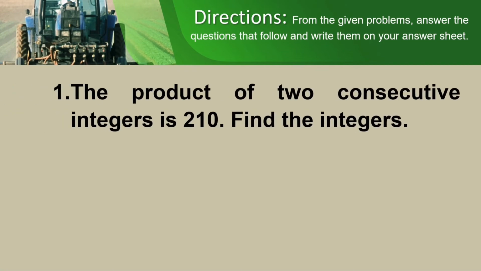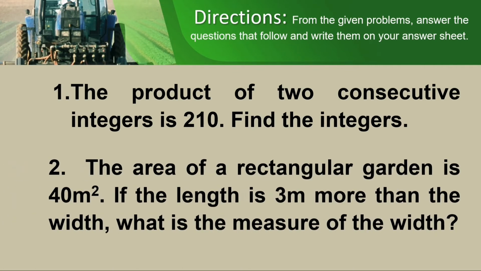First problem. The product of two consecutive integers is 210. Find the integers. Second, the area of a rectangular garden is 40 square meters. If the length is 3 more than the width, what is the measure of the width? Okay, you have five minutes to answer the problem.